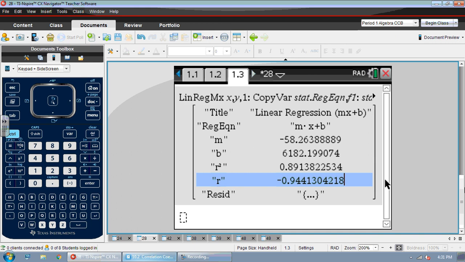But for the correlation coefficient, we want this r value. The r is a negative 0.94413 and so on. We need to round it. It wants it rounded to the nearest hundredth, so that means 2 decimal places. After the 0.94 is another 4, so we are not going to round up the first 4. It's going to stay negative 0.94.